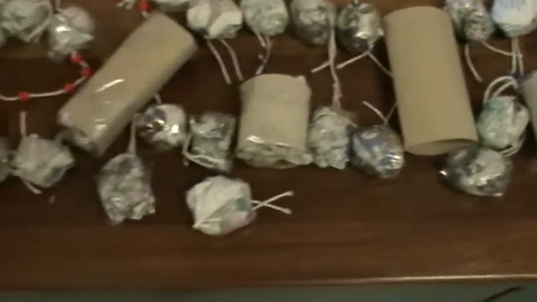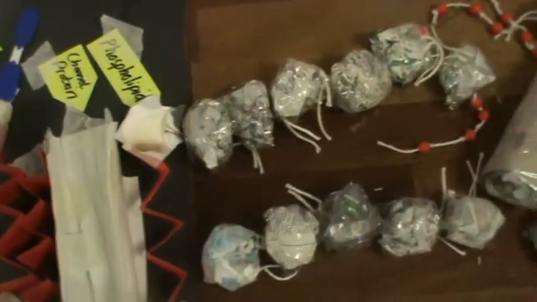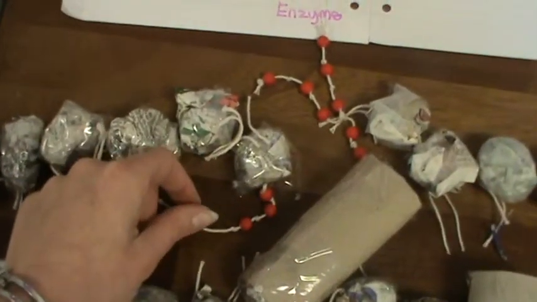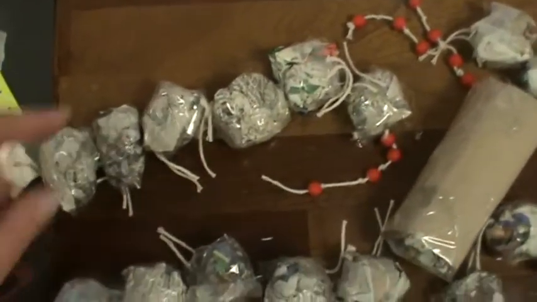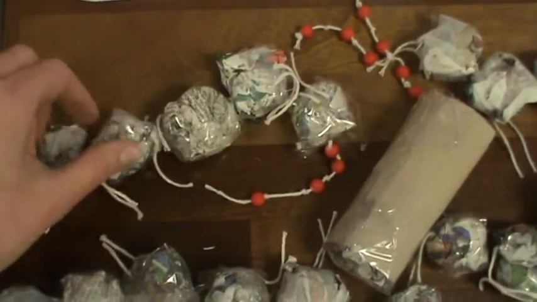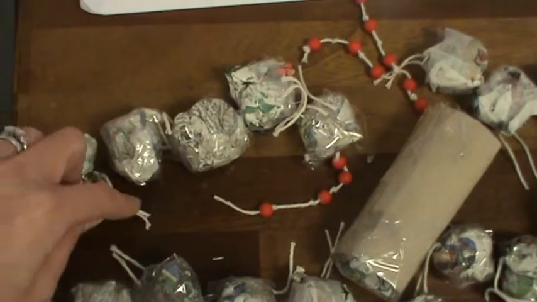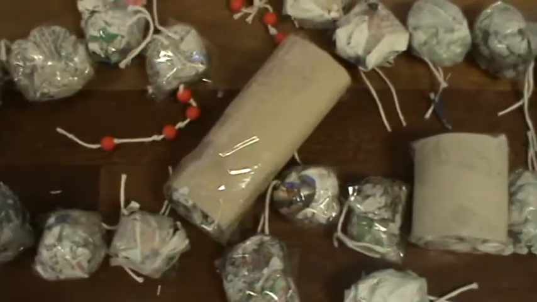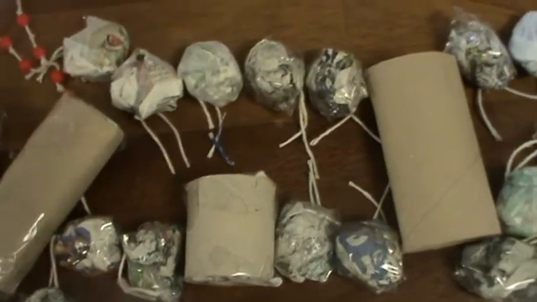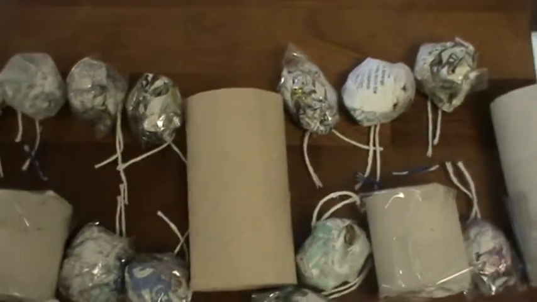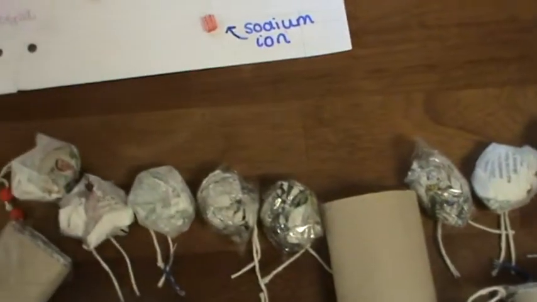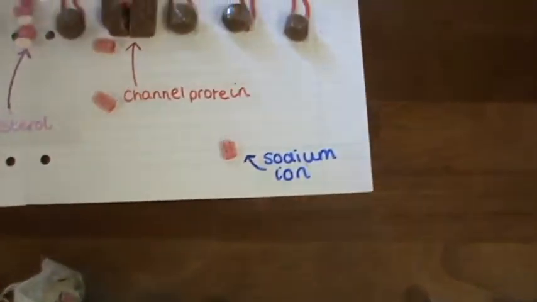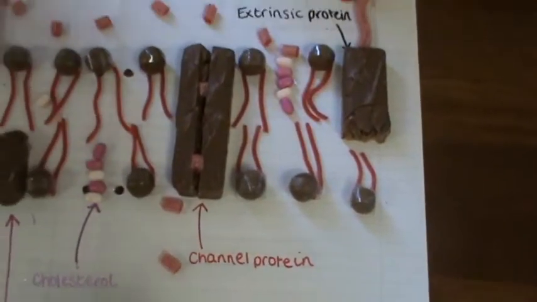Over here we've got a beautiful newspaper arrangement, again with some lovely beads to represent the carbohydrate attached to these phospholipids with the heads and the tails. Some of the tails may be saturated, which means that they have full hydrogens and no carbon-carbon double bonds. Some may be unsaturated and they will have carbon-carbon double bonds in them.